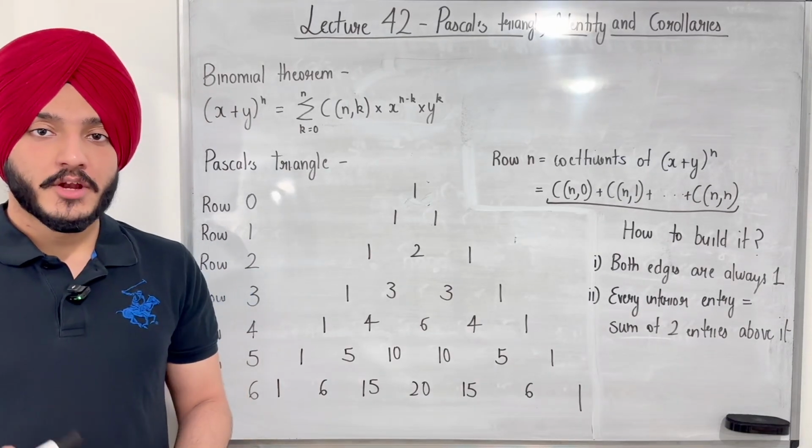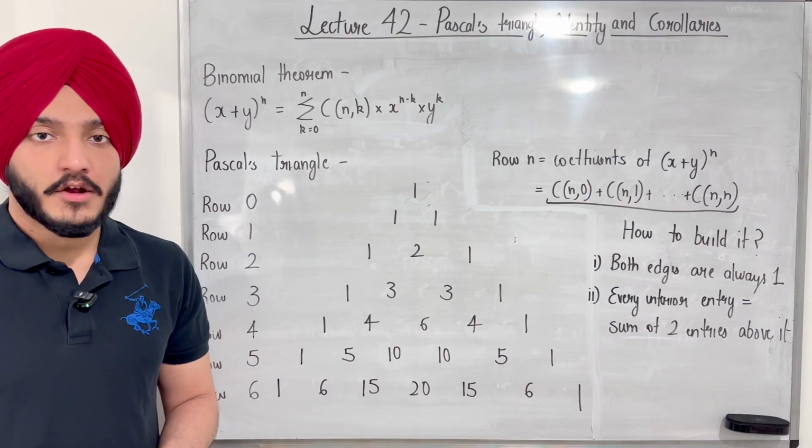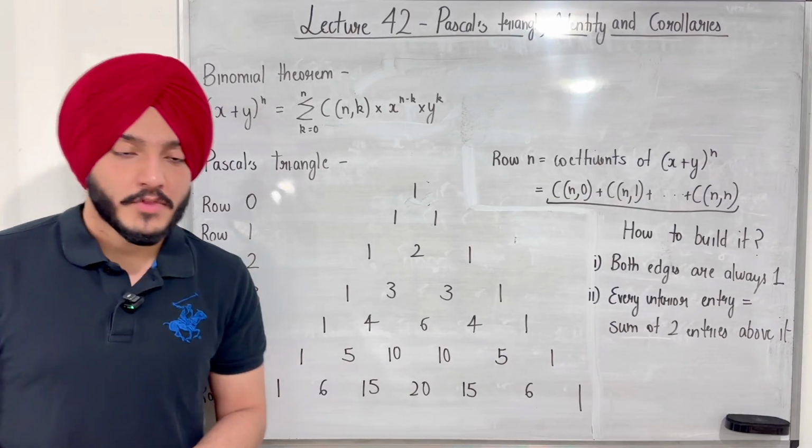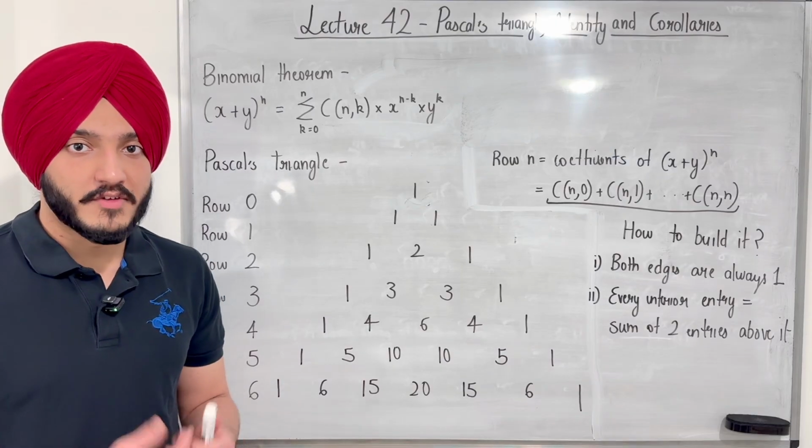So in this lecture, we're going to be starting with Pascal's identity and we're going to cover three corollaries, right? So the idea is very simple. Pascal's identity is basically based on the binomial theorem that we covered in the previous lecture.